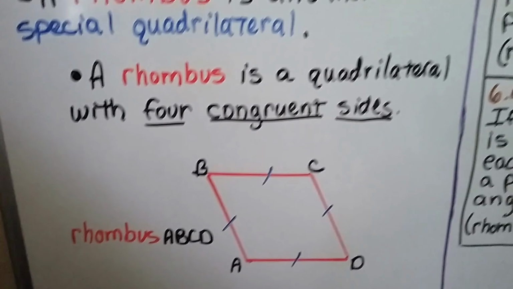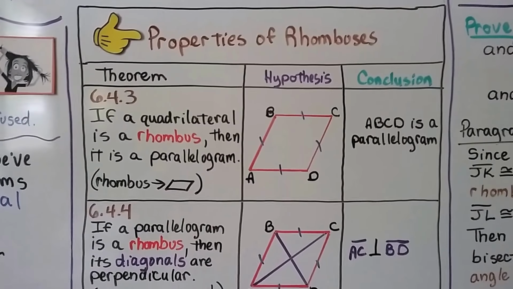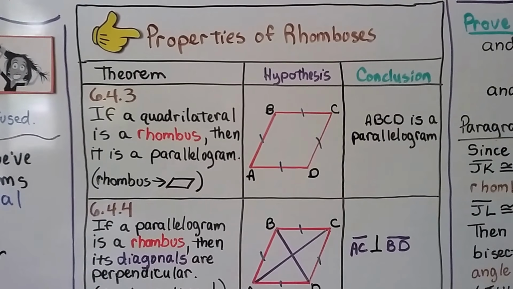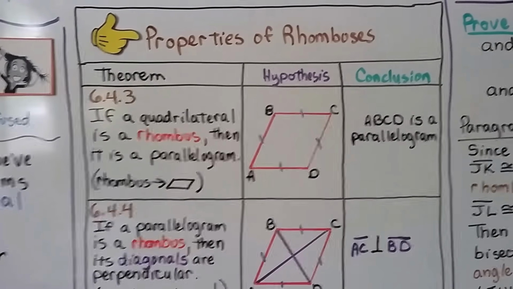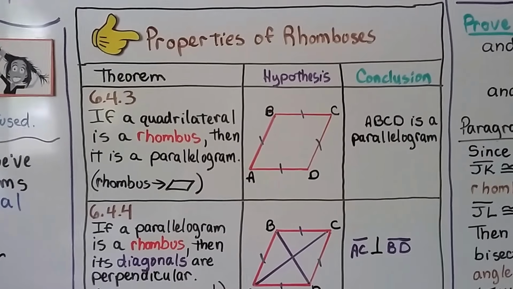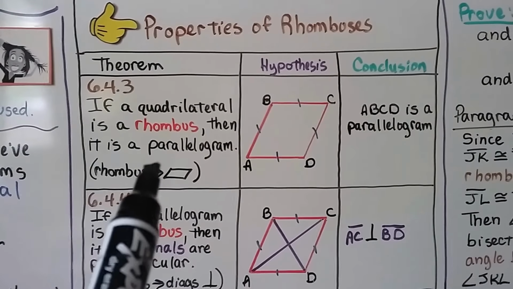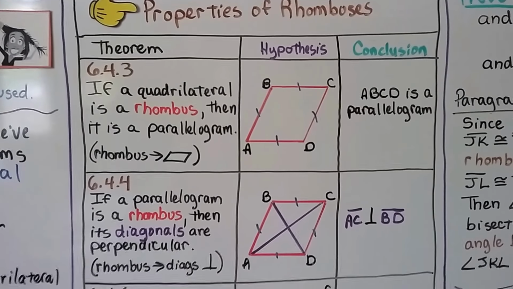Here are our 3 theorems. For the properties of rhombuses, our first one says if a quadrilateral is a rhombus, then it's a parallelogram. It's got 4 congruent sides, so we know it's a rhombus. Well, then ABCD is a parallelogram. We can write geometric notation, rhombus, therefore parallelogram.